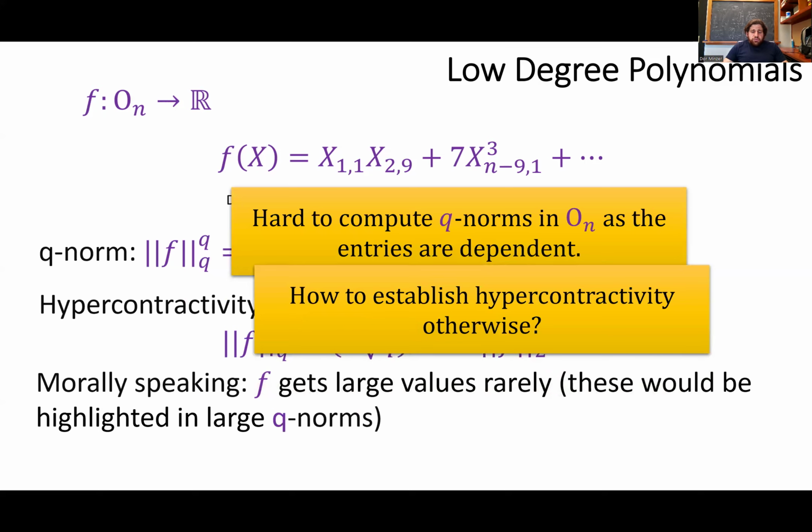So indeed, we have to do something else if we want to establish hypercontractivity, and this is the main contribution of this work.